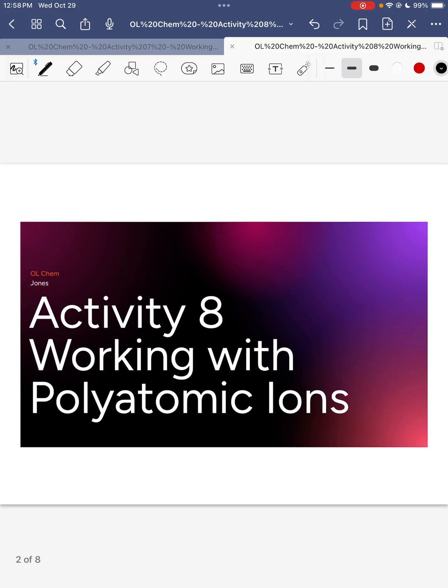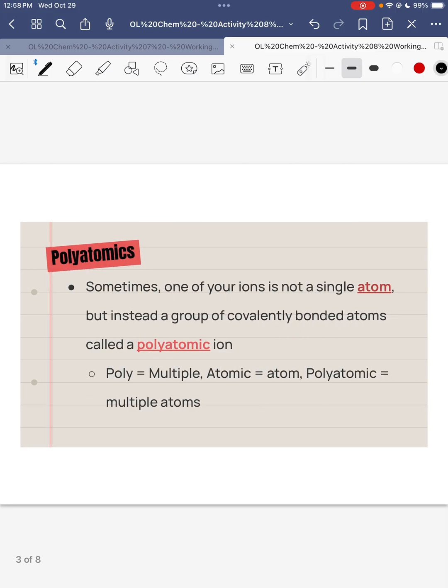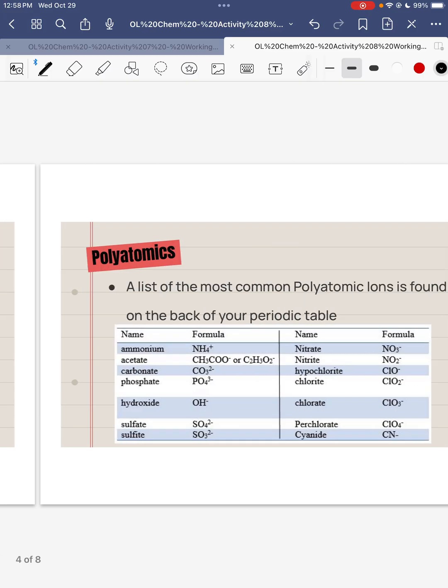Now we're going to be working with polyatomic ions. A polyatomic ion is when one of your ions is not a single atom, but instead it's a group of covalently bonded atoms that's called a polyatomic ion that acts like a single atom. So poly means multiple, atomic obviously refers to the atom, so polyatomic means you have multiple atoms.